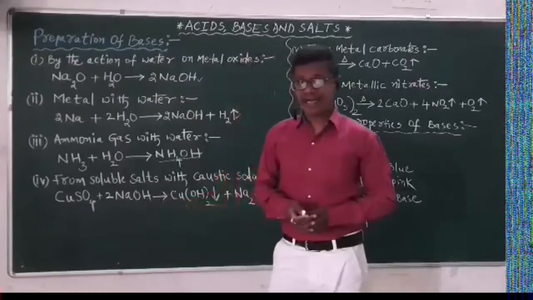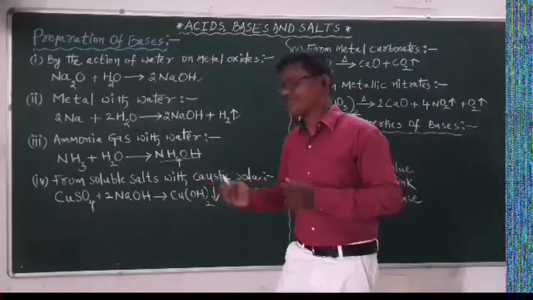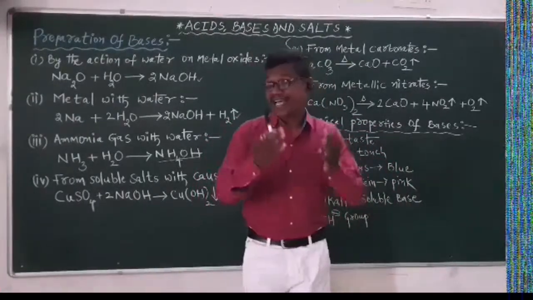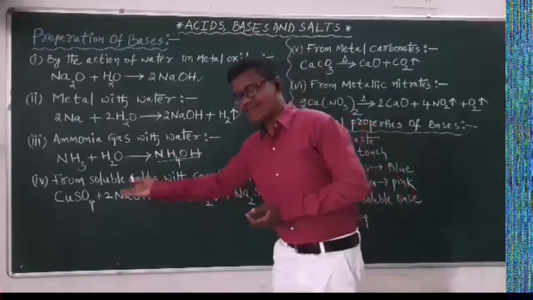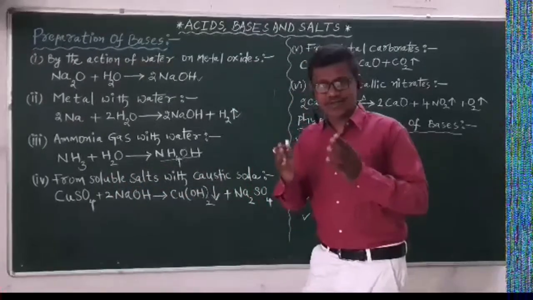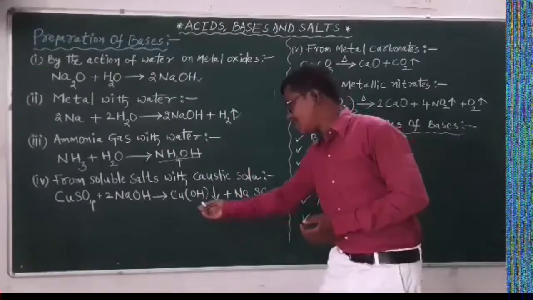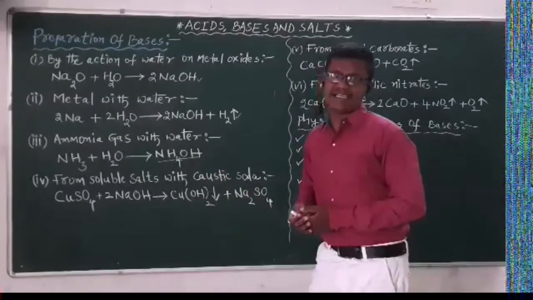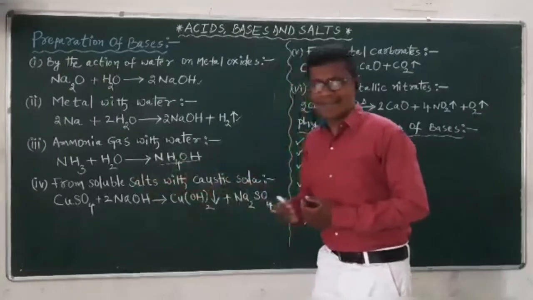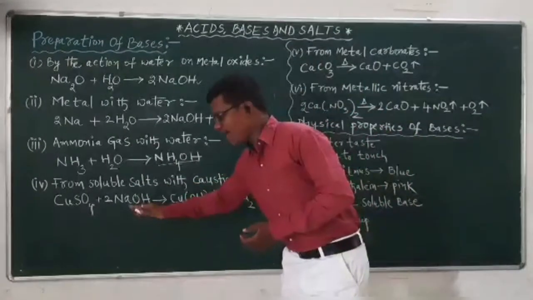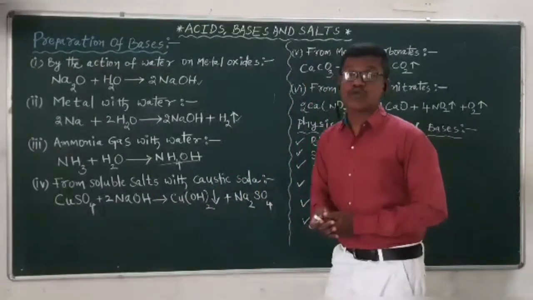And the fourth preparation plan is from soluble salts with caustic soda. Here the caustic soda is nothing but sodium hydroxide. If you see the equation, copper sulfate, which is soluble in water, that is a salt, reacting with the caustic soda, which is called sodium hydroxide, and producing the insoluble base in water, that is copper hydroxide. So the copper sulfate is reacting with the caustic soda, nothing but sodium hydroxide. There is a production of copper hydroxide and sodium sulfate.